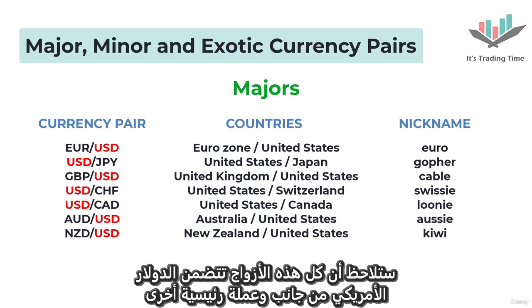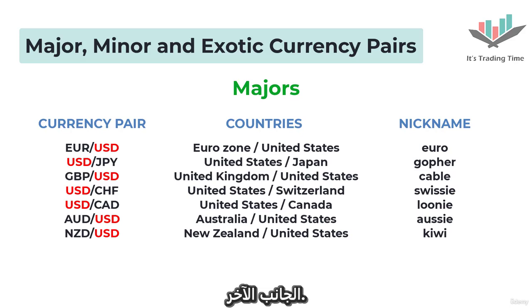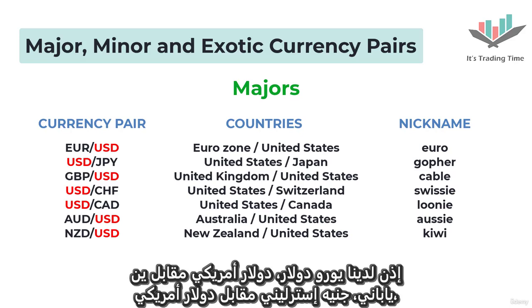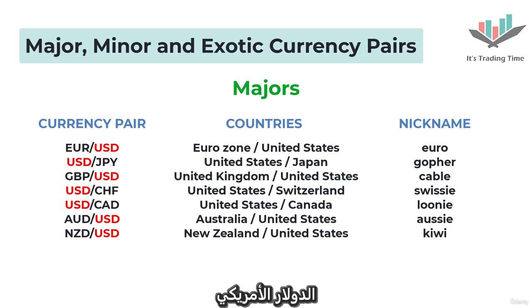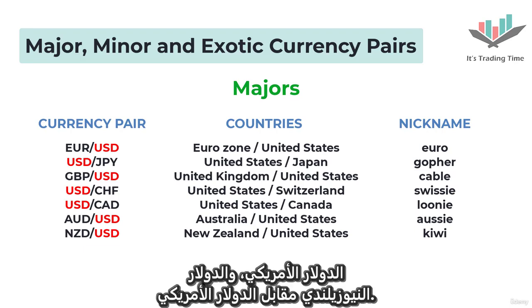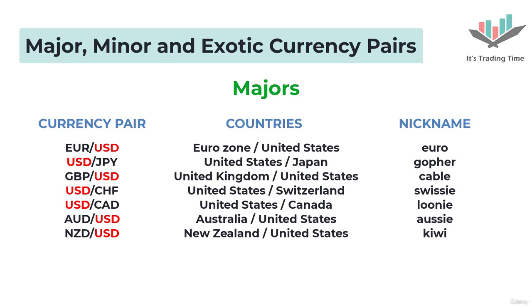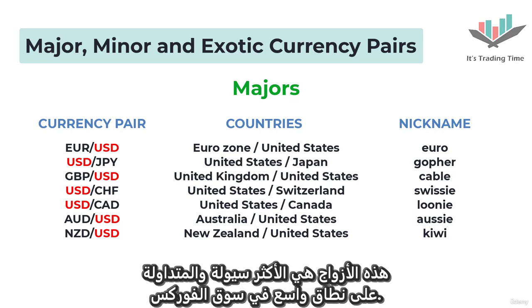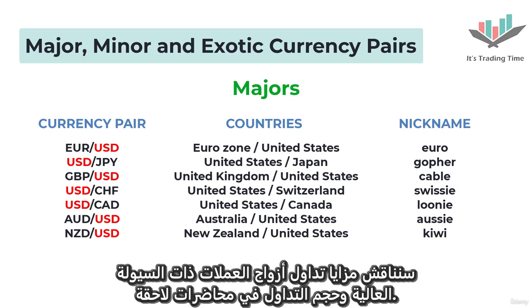You'll notice that all of these pairs include the US dollar on one side and another major currency on the other side. So we have Euro dollar, US dollar against Japanese yen, pound against US dollar, Swiss franc, US dollar, Canadian dollar, Australian dollar, US dollar, and New Zealand dollar against US dollar. These pairs are the most liquid and widely traded in the forex market. We will discuss the advantages of trading currency pairs with high liquidity and volume in later lectures.